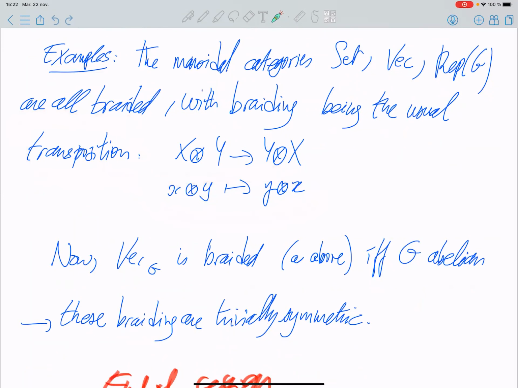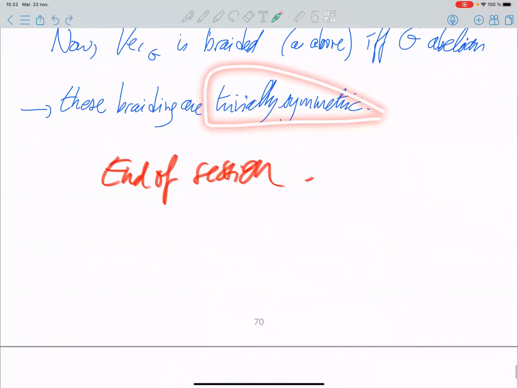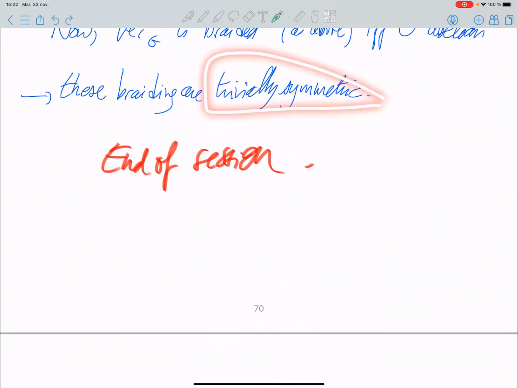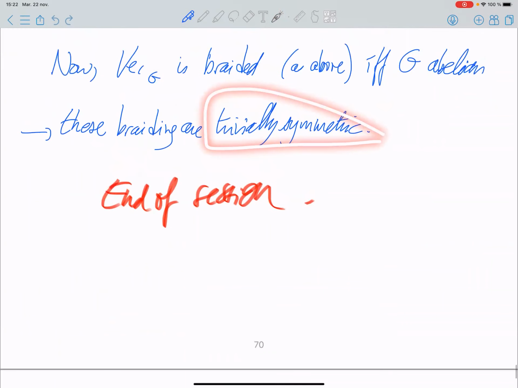And in fact, trivially, if you compose again by the transposition YX, XY, you get trivially the identity. So it's always trivially symmetric. So let me mention another symmetric category, but without trivial braiding, which will be called the category of super vector spaces.